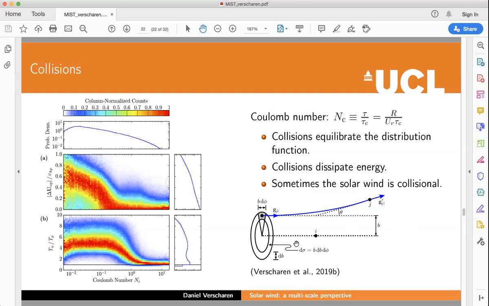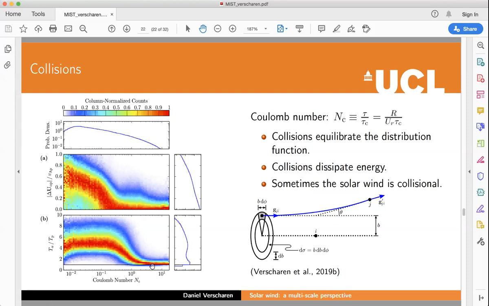But just on the left-hand side in this figure, I want to show you that even for the ions, collisions can be important in the solar wind at times. So we defined a number, the so-called Coulomb number here, which is just the expansion time of the solar wind divided by the typical collision time of the solar wind. So what that means is, if this number, shown here on the bottom scale, is large, then you have a lot of collisions. If this number is small, then you have very few collisions, right? So it's just a way of sorting the plasma roughly by how many collisions it could have undergone during its travel from the sun to 1 astronomical unit.